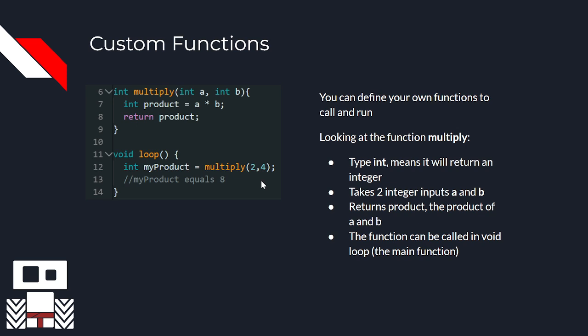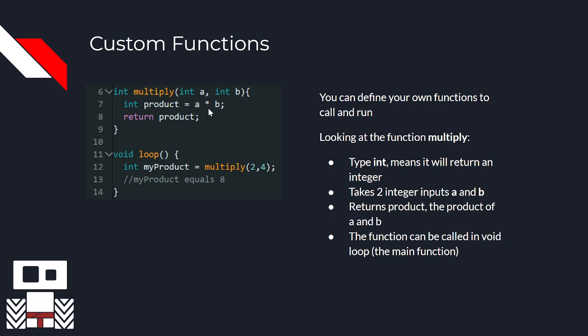Just to analyze a function, and we'll cover this more in depth later, multiply is of type integer, which means it's going to return an integer. This is the name of it, multiply. Then it takes in two inputs, which are known as parameters: an integer which is referred to as a, and another integer which is referred to as b.